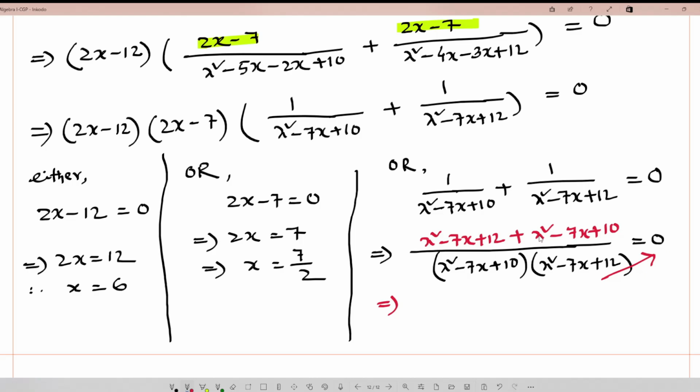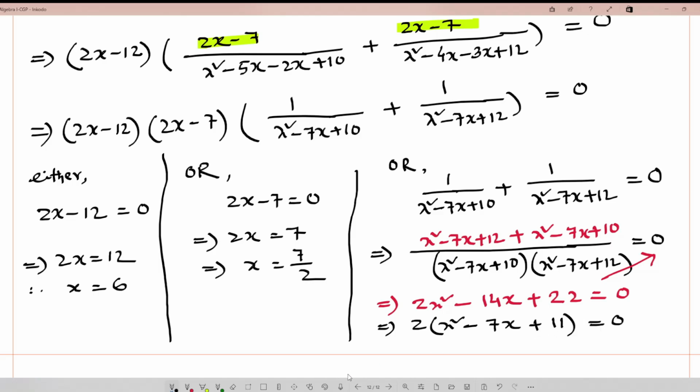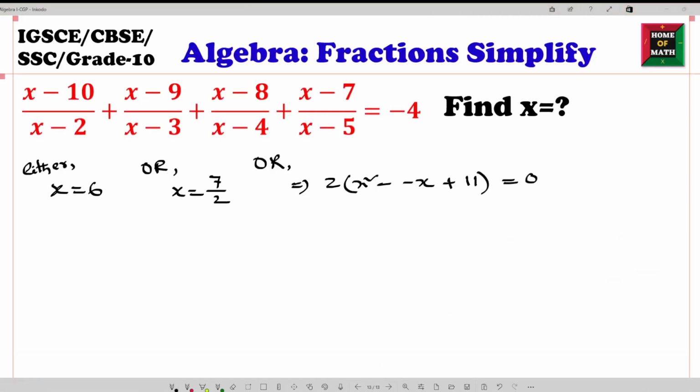So here is x square and x square, it will become 2x square minus 14x plus 22, right? Here is 0. So we can take common 2. So here is x square minus 7x plus 11 equals to 0. From last page we turn over here. So again we can divide by 2 both sides.